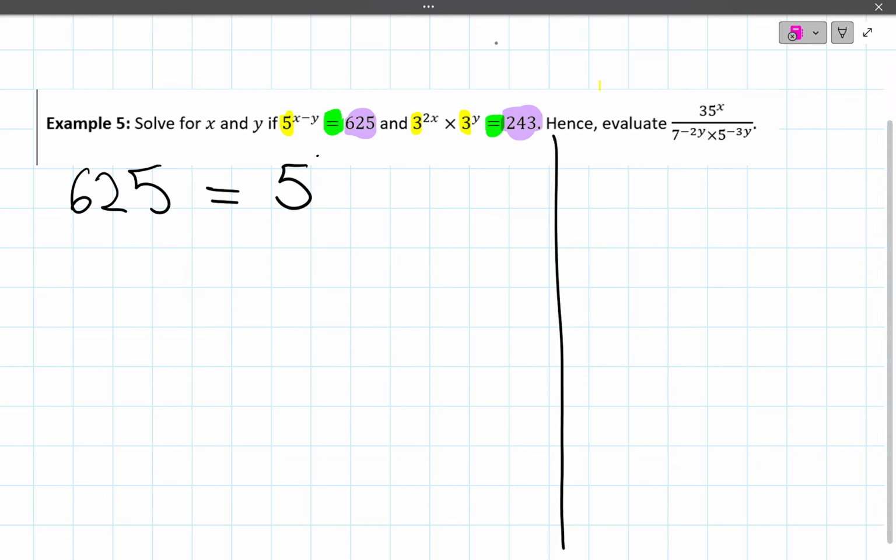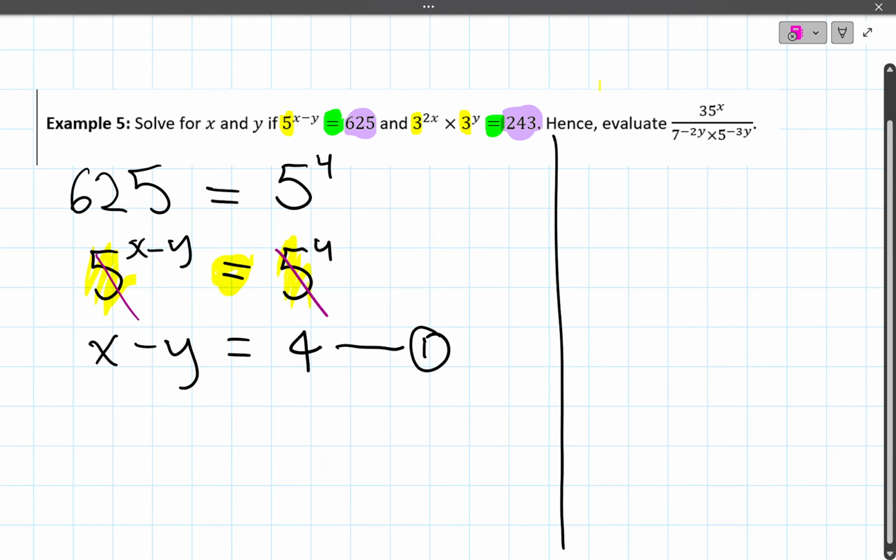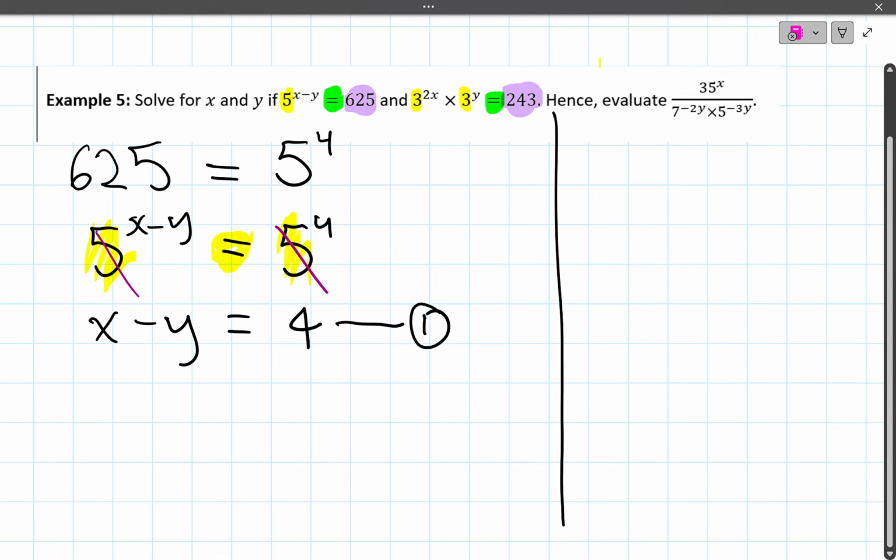And actually, 5 to the power of 4 is 625. So 5 times 5 times 5 times 5 equals 625. That means instead of 625, I can write 5 to the x minus y equals 5 to the power of 4. And now we have an equal sign and we have the same base. And with that, we're able to cross out the bases, as you know. We get x minus y equals 4. Now that's an equation we can use, but I'm just going to keep that there for the minute because I can't solve that. There's too many variables to solve.